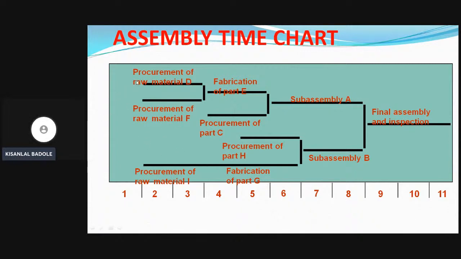This is nothing but the procurement of raw materials, procurement of raw material F, part E, procurement of part C. After that comes sub assembly A, sub assembly B. After that you get the finished assembly and the inspection. At the end your product is launched, after the final assembly and final inspection. After that the product is delivered to a particular market. This is nothing but your assembly chart.